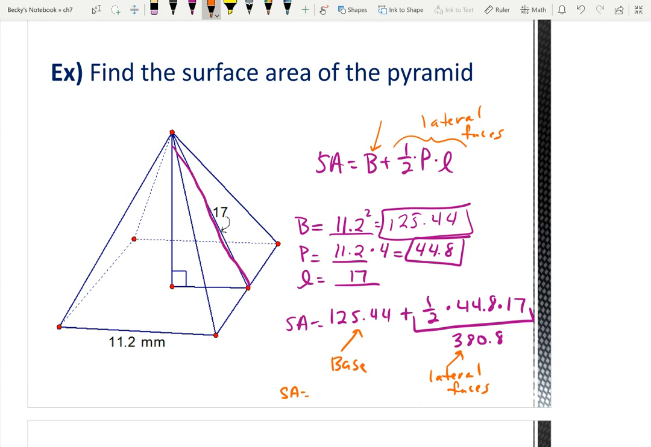380.8. Okay, so I get an answer of 506.24 millimeters. Now we're finding the surface area. So is this millimeters, millimeters squared, or millimeters cubed? Now we're still using area. So this is millimeters squared. And that is your final answer.